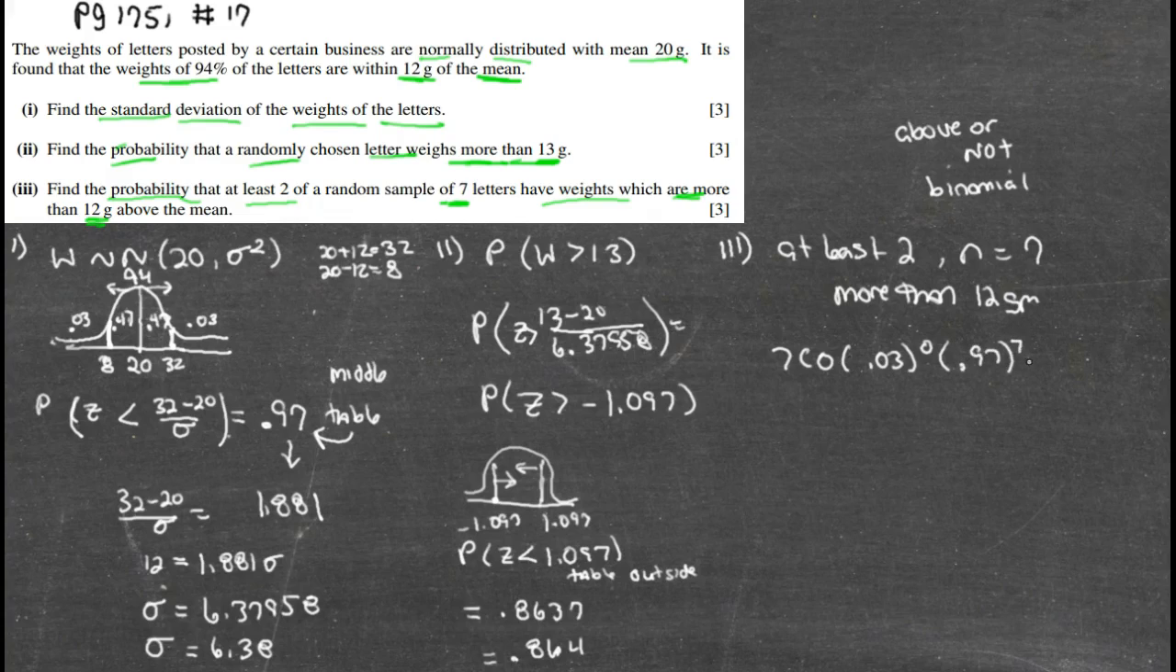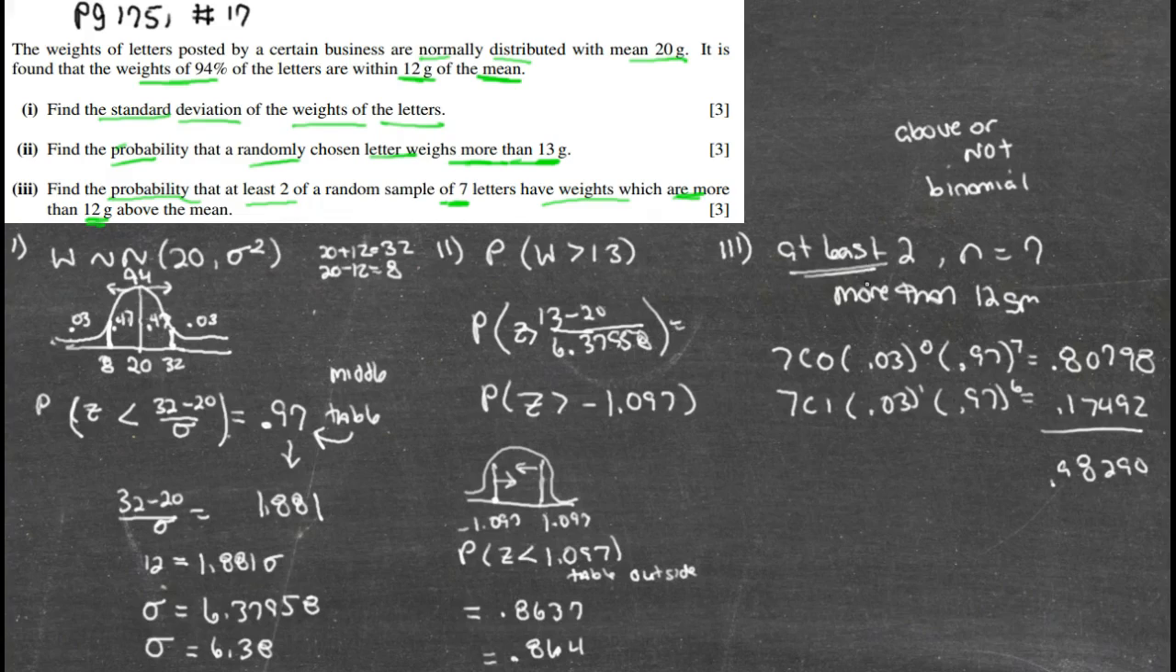And what we're going to do is, instead of finding the probability of it really being greater than, we're going to find the probability of it being less than 2, so 0 and 1. We're going to add those together, and then we're going to subtract that from 1, and that'll be the probability that it's at least 2, I guess, is what I'm looking for. And then we get a probability of 0.0171.